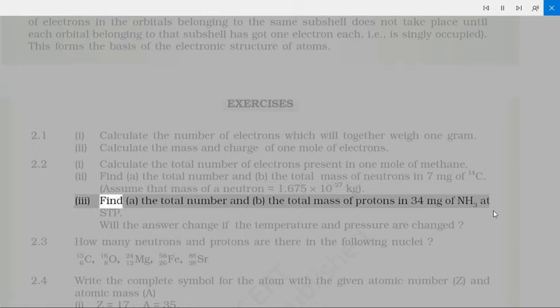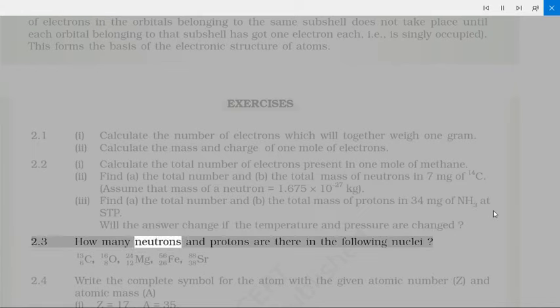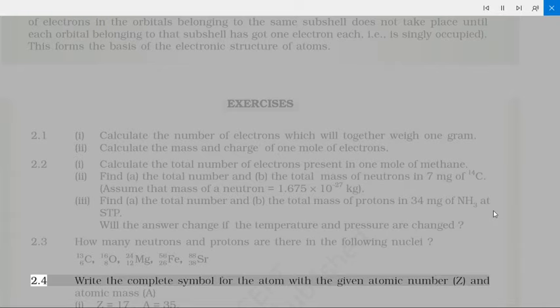(iii) Find (a) the total number and (b) the total mass of protons in 34 mg of NH3 at STP. Will the answer change if the temperature and pressure are changed? 2.3 How many neutrons and protons are there in the following nuclei? 13C6, 16O8, 24Mg12, 56Fe26, 88Sr38.